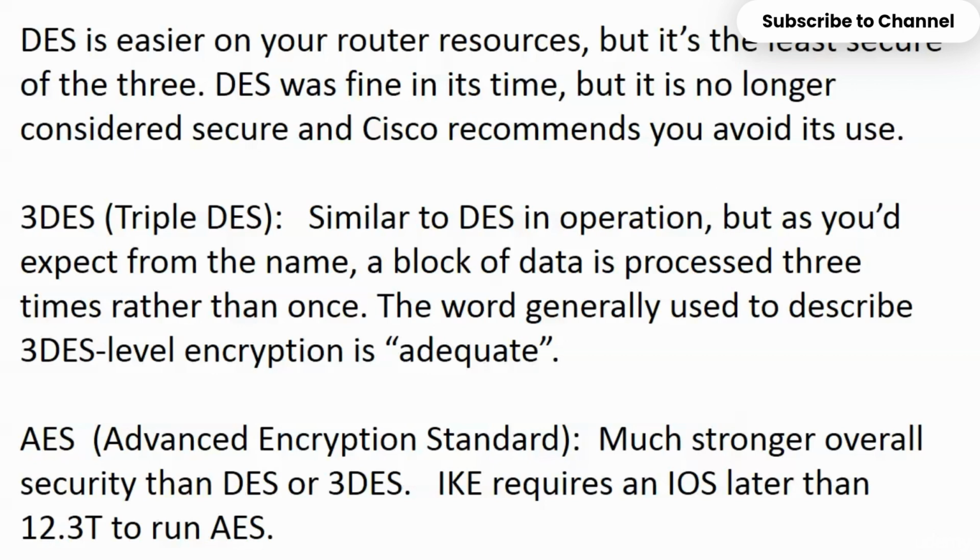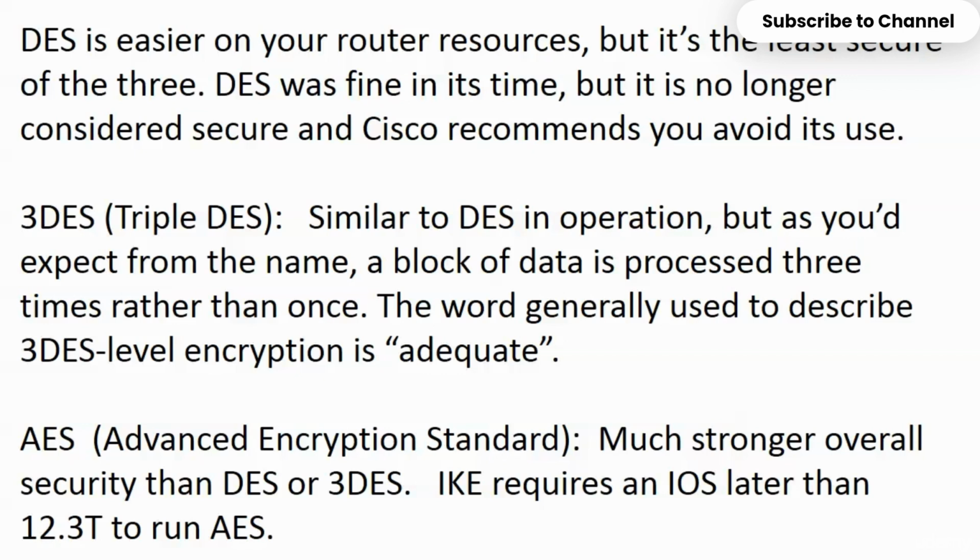DES, it's easy on your router resources, but this is a very big but. It is the least secure of the three. It was fine in its time, but it is no longer considered secure, and Cisco actually recommends that you actively avoid its use. Now, 3DES or triple DES, it's very similar to DES in operation, but as you'd expect from the name, a block of data is going to be processed 3 times rather than once. And the word generally used to describe 3DES level encryption is adequate. It's okay. It's not great, but it's okay.